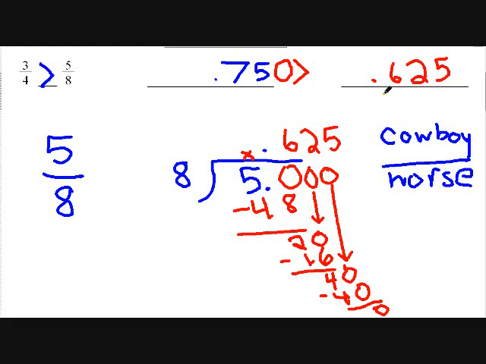So anytime you have decimals and you're comparing them, make sure you have the same number of decimal places. If this one has 3 and this one only has 2, add a third decimal place on there. Put a 0 there to finish it out. Then compare the numbers. 0.750 is larger than 0.625. 3/4 is larger than 5/8.